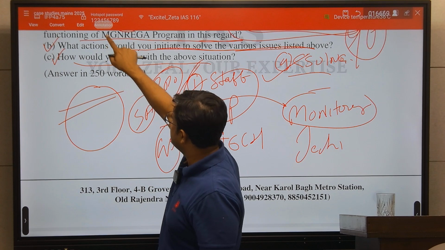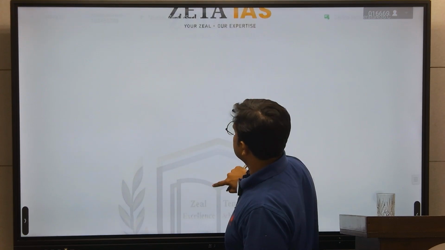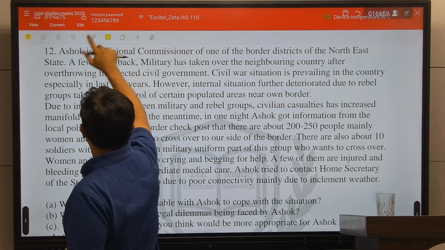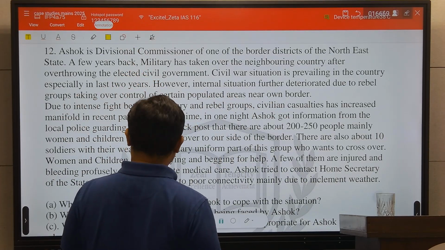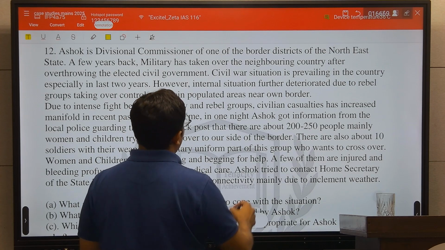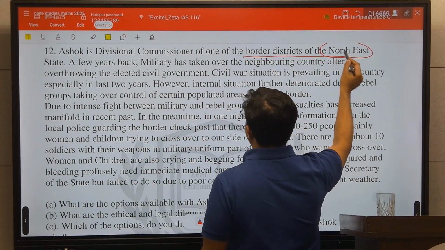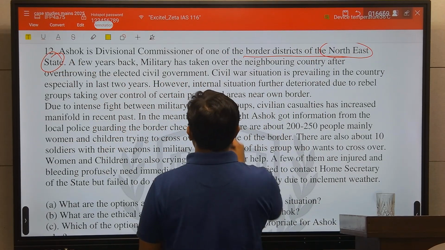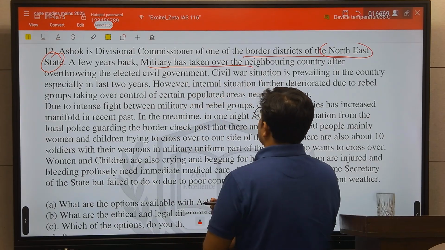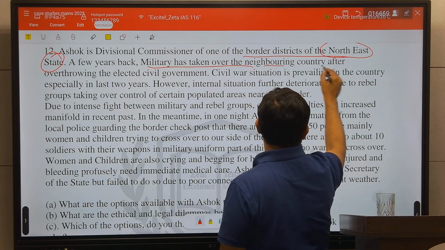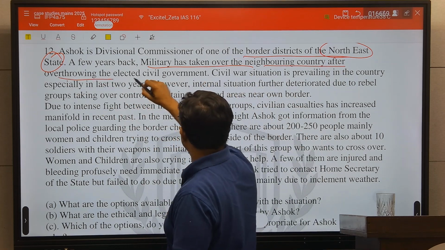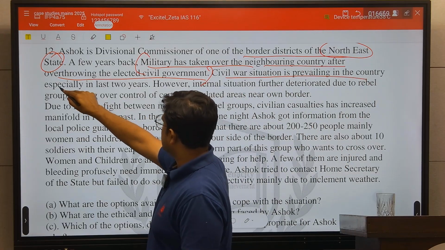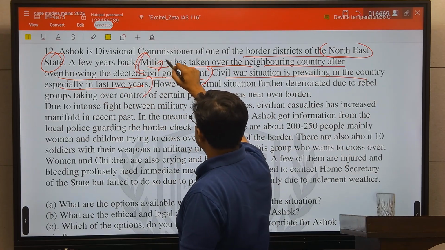Okay, let's move to the last case study. Ashok is a divisional commissioner of one of the border districts of a northeast state. A few years back, the military has taken over the neighboring country. Okay, military coup, most likely pointing towards Bangladesh, after overthrowing the elected civilian government. A civil war situation is prevailing in the country, especially in the last 2 years. So 2 years of civil war is going on.